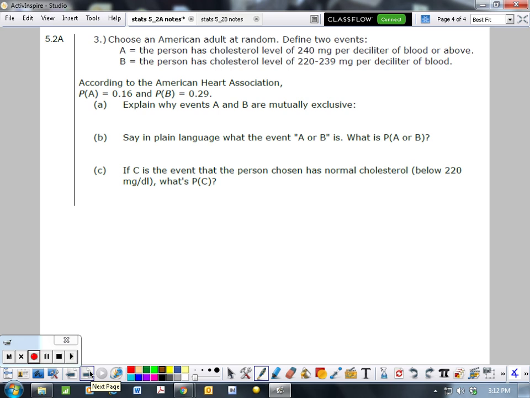Okay, next problem. Choose an American adult at random. Define 2 events. So event A is that the person has a cholesterol of 240 or above. And event B, the person has a cholesterol of 220 to 239. According to the American Heart Association, the probability of A is 0.16 and the probability of B is 0.29. Why are they mutually exclusive?